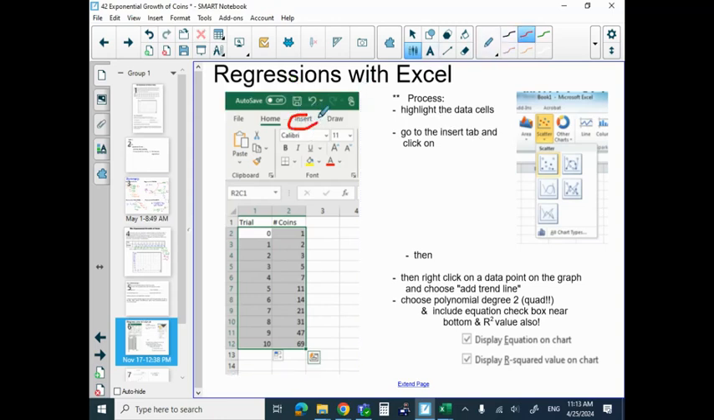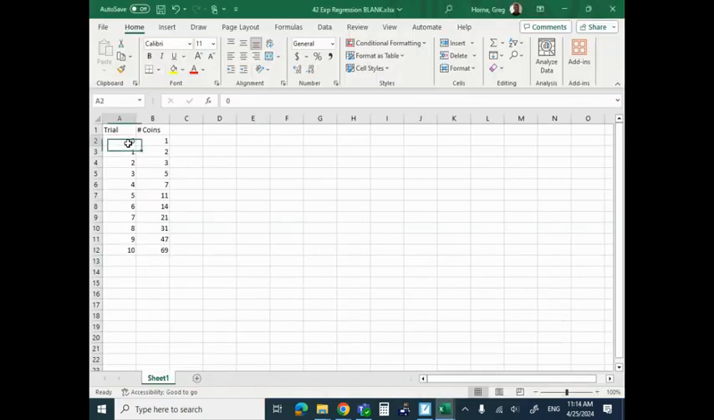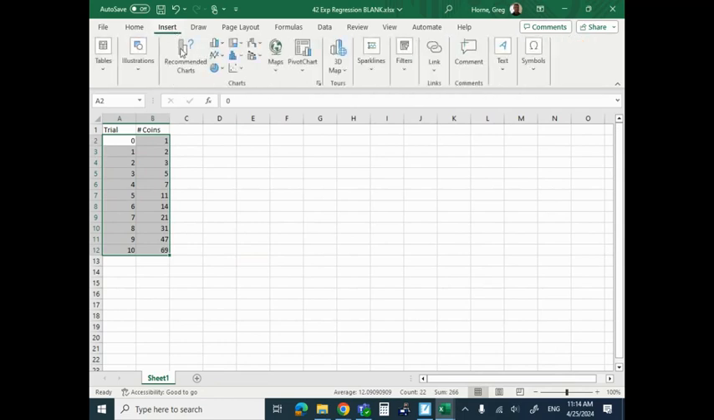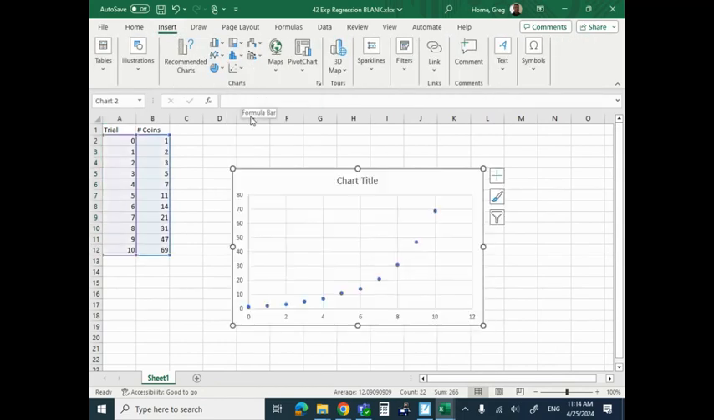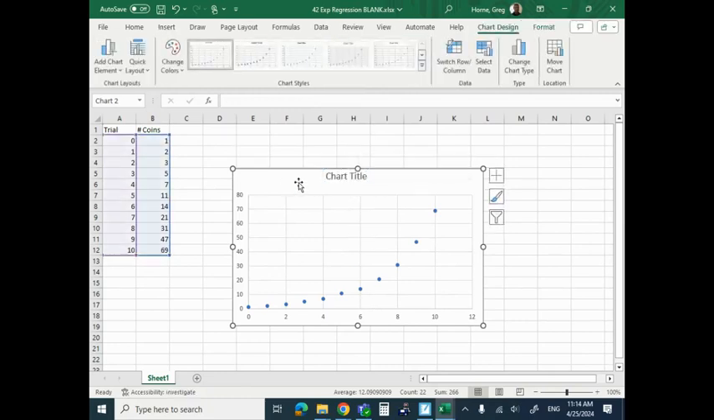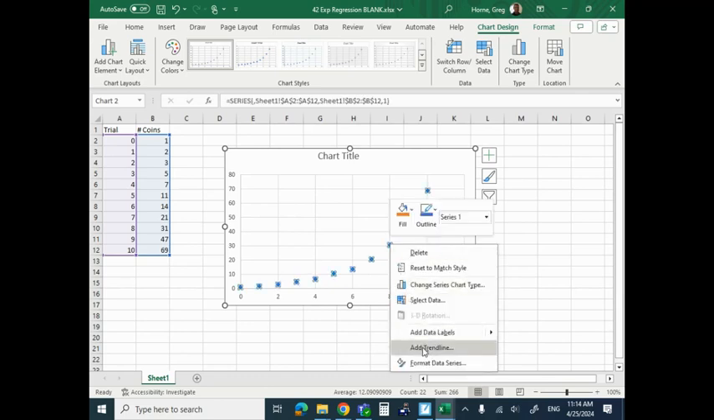So insert, and then you're going to go to the scatter plot, and you're going to choose this one, which is just the dots. Okay, so it looks like this. You just highlight the box, insert, go to this one, go to this one. Okay, so you have the graph. That's what your one by hand would look like as well, of course, right? So you have the graph, and then you can add a trend line.